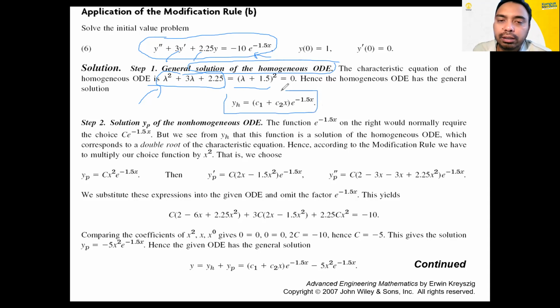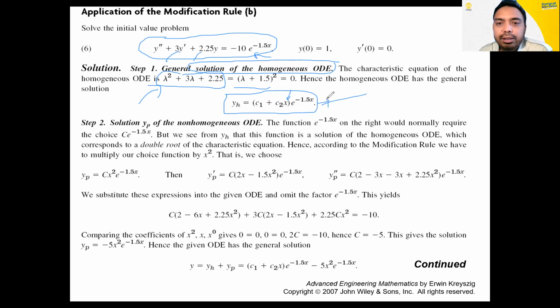This is actually almost like the second rule, but for the homogeneous one. You cannot have C1 e to the power of minus 1.5x plus C2 e to the power of minus 1.5x. You're going to need to put an additional term over here to have two independent solutions, or two bases, which are e to the power of minus 1.5x and then x e to the power of minus 1.5x.